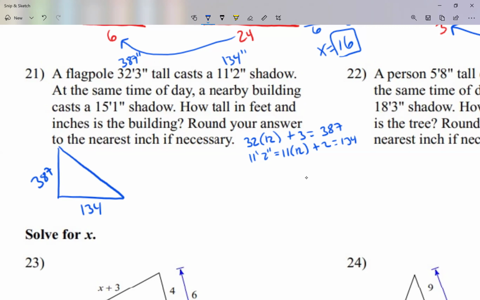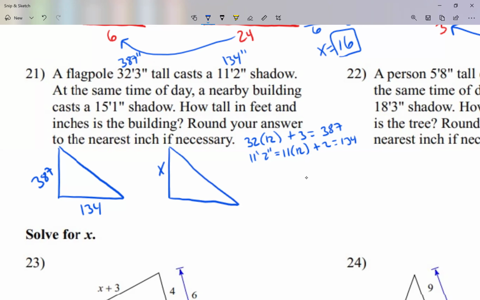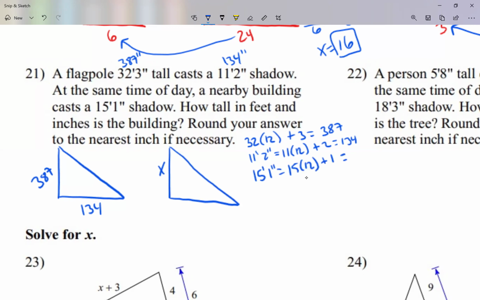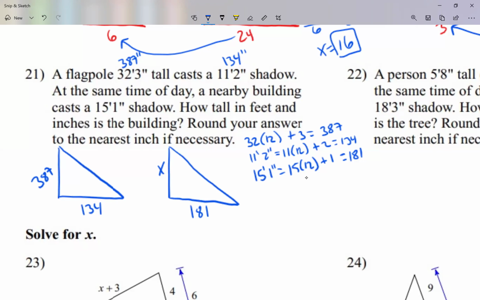At the same time of the day, there's a nearby building that casts a shadow of 15 feet 1 inch. So I have no idea how big the building is, but I know the shadow is 15 feet 1 inch. Okay, so let me do that right here. 15 feet 1 inch. I have to go 15 times 12 plus 1. I have to transfer all of this to inches only. 15 times 12 is 180, plus 1 is 181. So again, change everything to inches only.